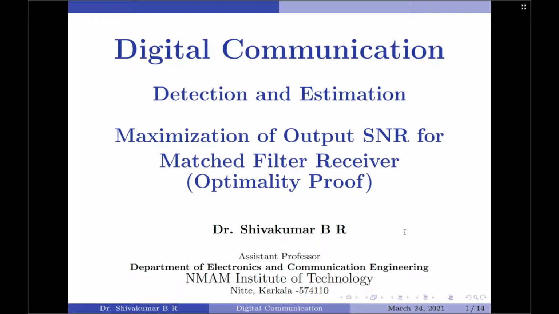In this video, I am going to discuss the topic maximization of output signal to noise ratio for matched filter receiver. Please note, this is also the optimality proof for matched filter receiver. In my previous video, I have given a brief introduction to matched filter receiver. In that session, we stated that the matched filter receiver is an optimal receiver. In this video, we prove that matched filter receiver is an optimal receiver by using the output signal to noise ratio as the optimality criteria.